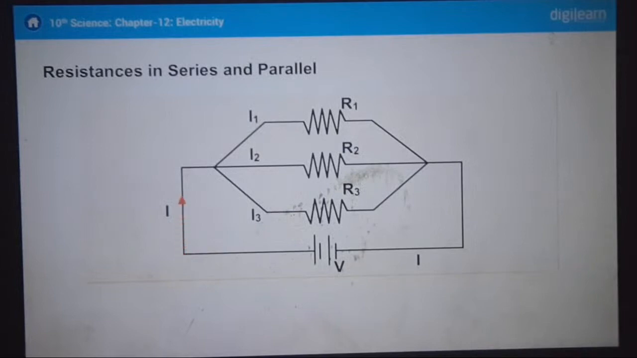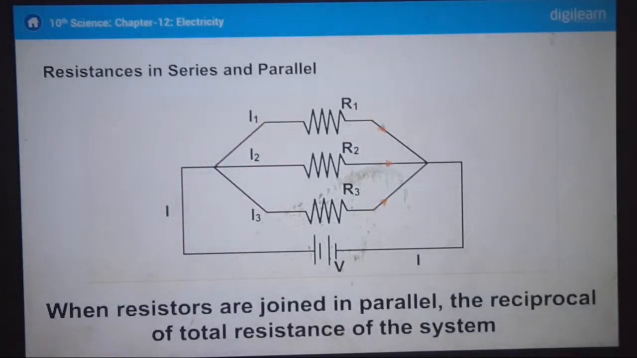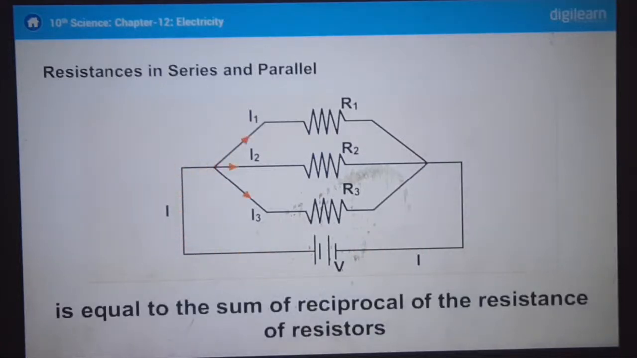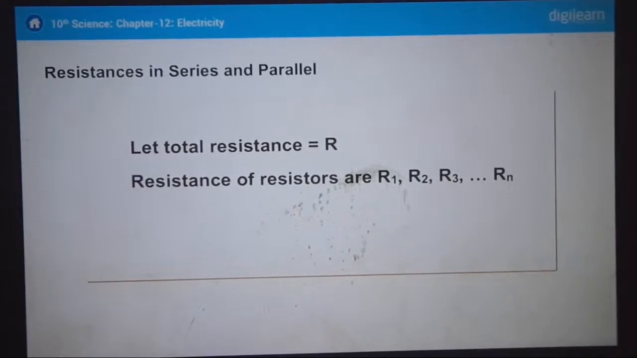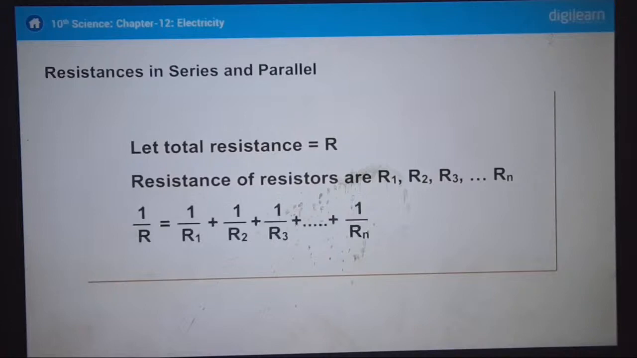Resistors in parallel. When resistors are joined in parallel, the reciprocal of total resistance of the system is equal to the sum of reciprocal of the resistance of resistors. Let total resistance equal to R. Resistance of resistors are R1, R2, R3, so on up to Rn. 1 by R equal to 1 by R1 plus 1 by R2 plus 1 by R3 plus so on up to 1 by Rn.